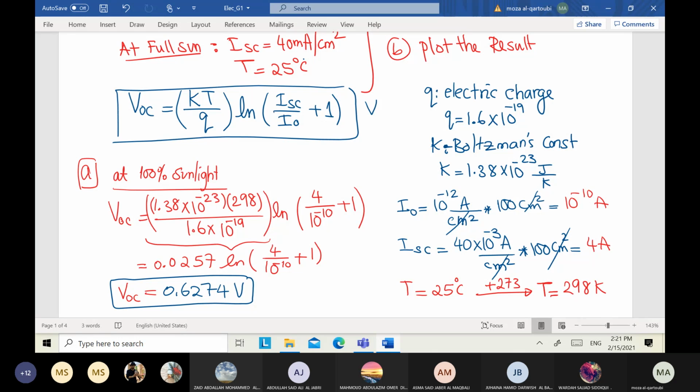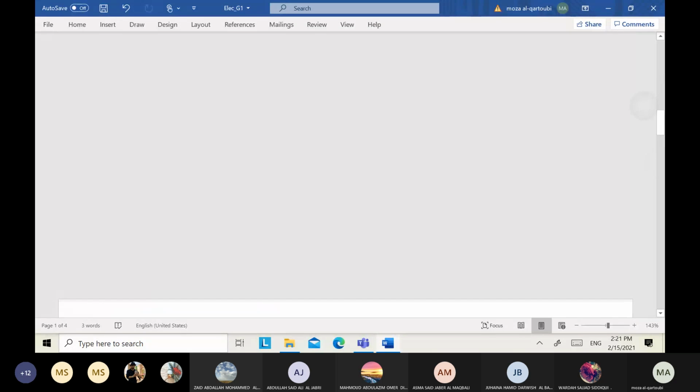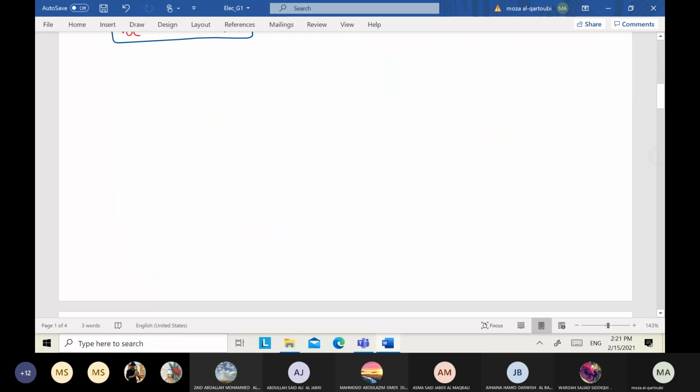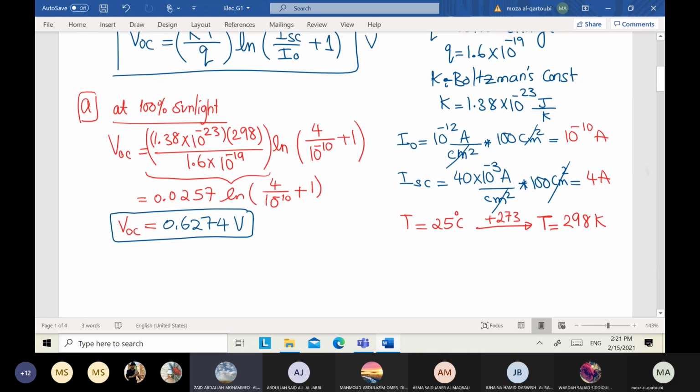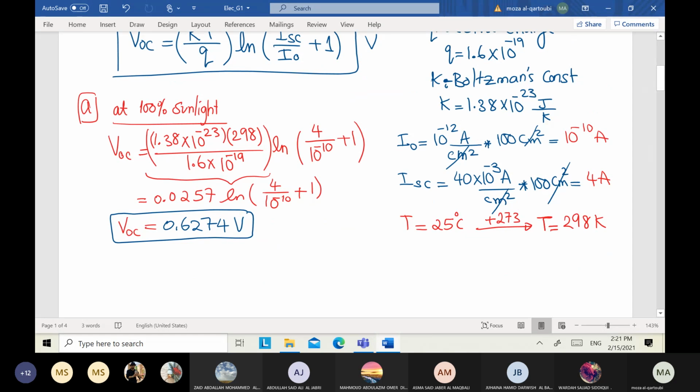What is the difference now between the two cases? Given in the question, the short circuit current at full sun equals 40 milliampere, and with respect to area, we find it equals 4 ampere.